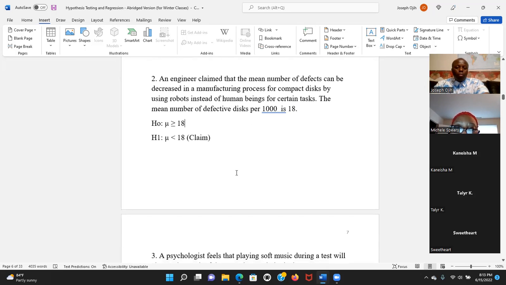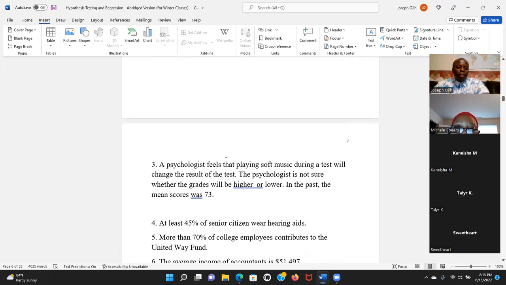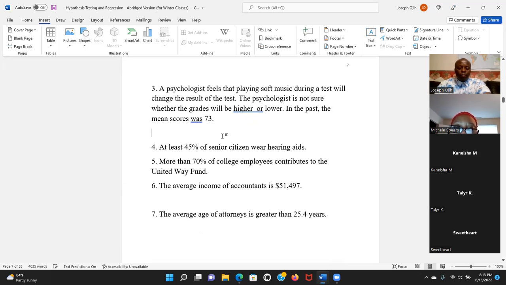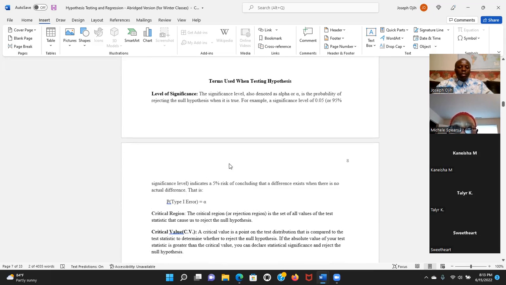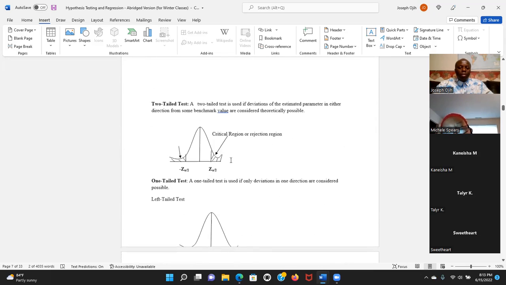All right. Question. Very good. Now how about this one? It said a psychologist feels that playing soft music during a test will change the result of it. Will change. It didn't tell us whether it will increase or decrease, right? So it didn't say whether it will increase or decrease.